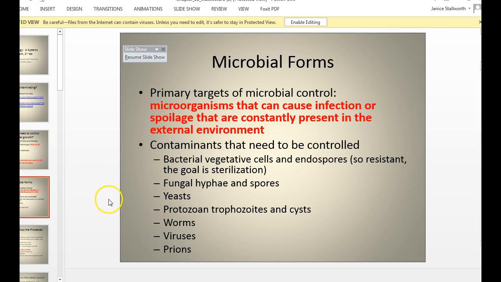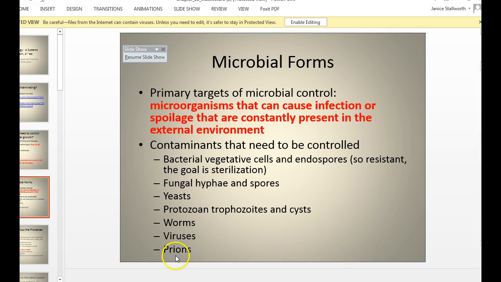Primary targets of microbial control: microorganisms that can cause infection or spoilage that are constantly present in the external environment. Contaminants that need to be controlled: bacterial vegetative cells and endospores. Endospores are so resistant, the goal is sterilization. Also fungal hyphae and spores, yeast, protozoan trophozoites and cysts, worms, viruses, and prions.